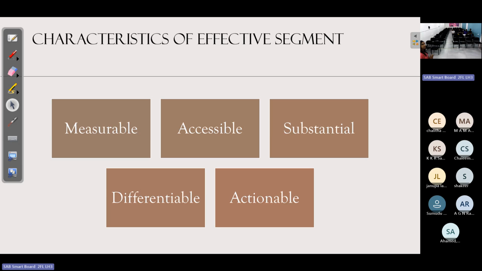Size of the segment, that's what we call measurable. We should be able to know what is the size of the segment, the profile of the segment.